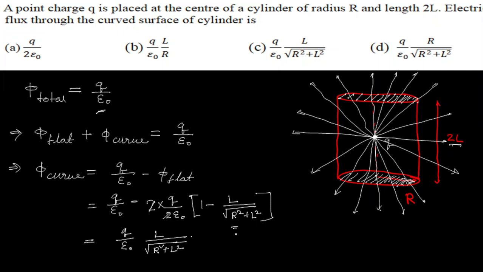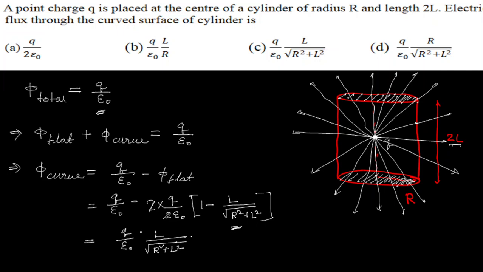If you don't want to use this result, then you have to do a difficult integration. First, you have to calculate the electric field because of this point charge on the curved surface, and then consider an elementary area on the curved surface, take the dot product of these two, and then do the surface integral over the whole curved surface, which will be a little bit complicated. But if you use the concept of Gauss law, and the flux through the flat surface, simply writing that the total flux is the sum of the flux through the flat surface and the curved surface, from there you can easily calculate the flux through the curved surface.